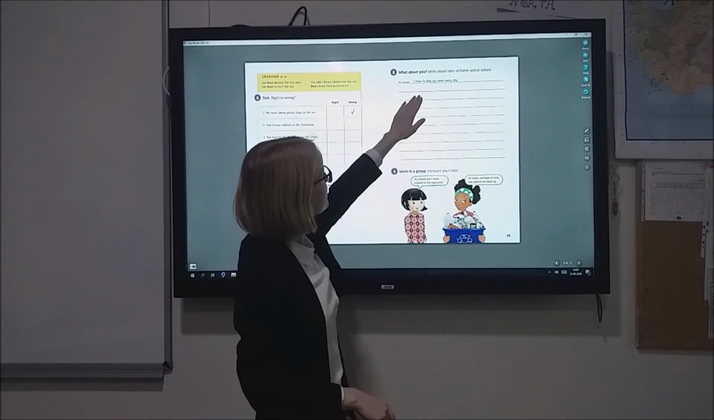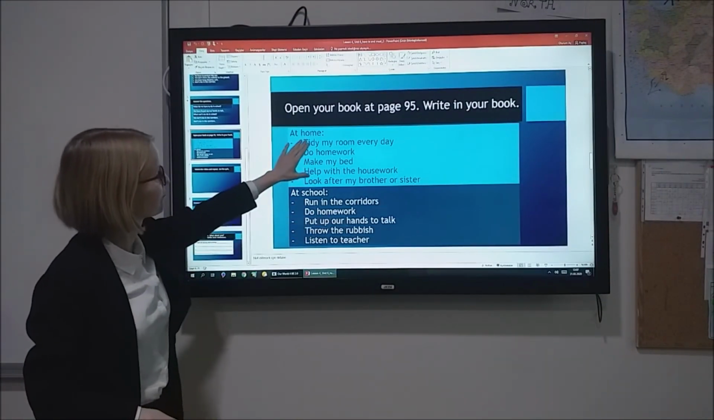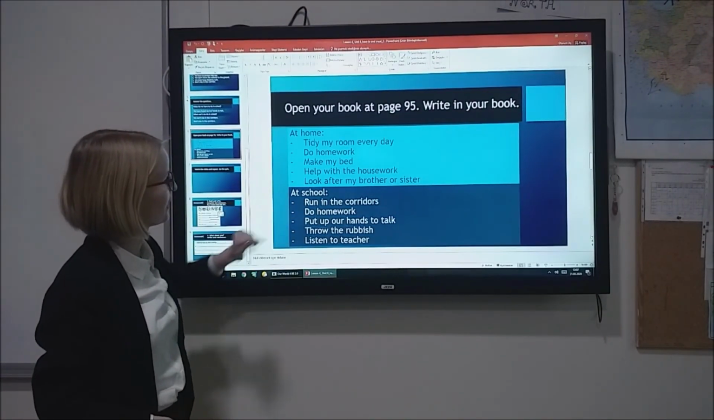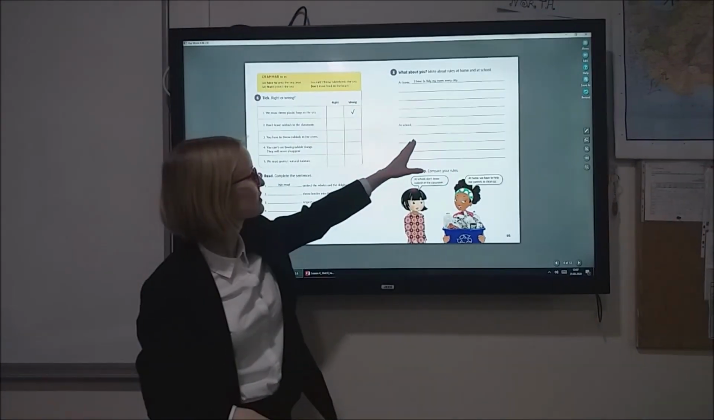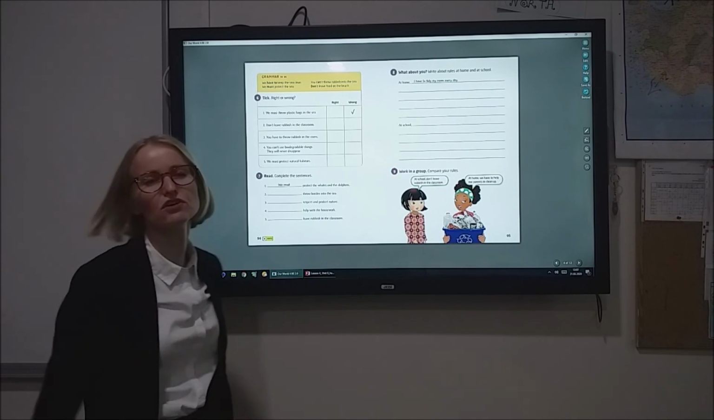8. Please complete this using these tips for you at home, at school, and complete this, finish this activity. For now, that's all.